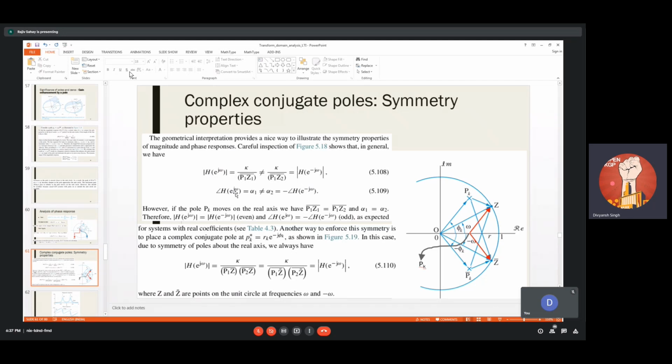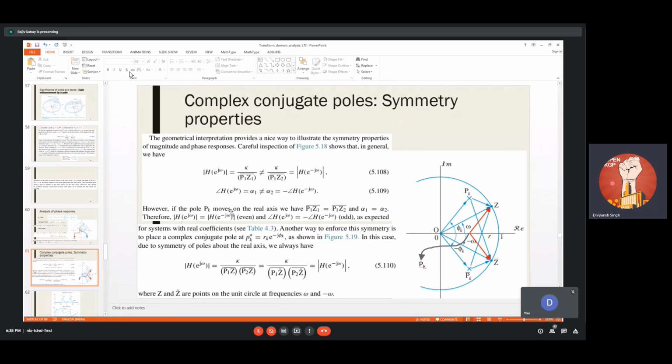Similarly, for the angle of H e^{j omega}, alpha 1 is the angle made between pkz1 and oz1. So alpha 1 is not equal to alpha 2, which is the angle made between these two vectors, pkz2 and oz2. You can see my cursor. This angle is not equal to this angle in general.